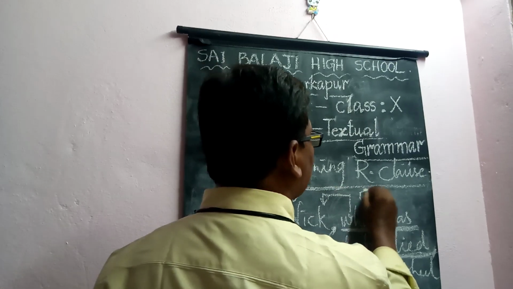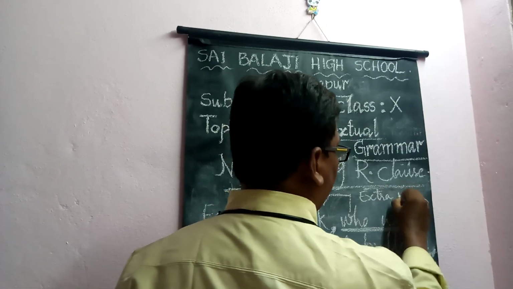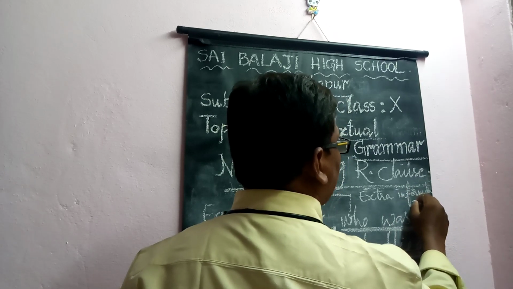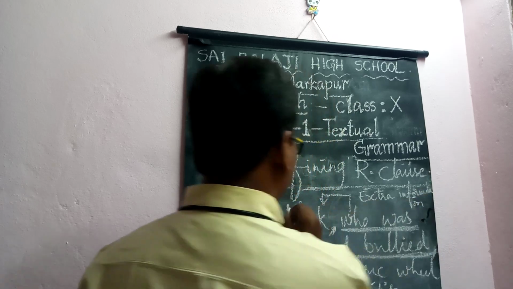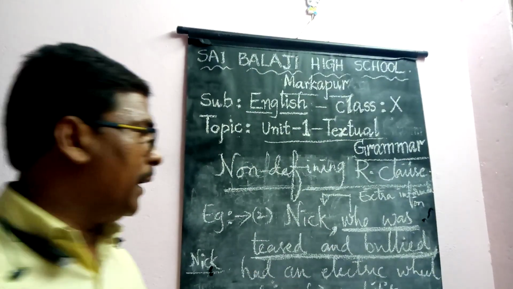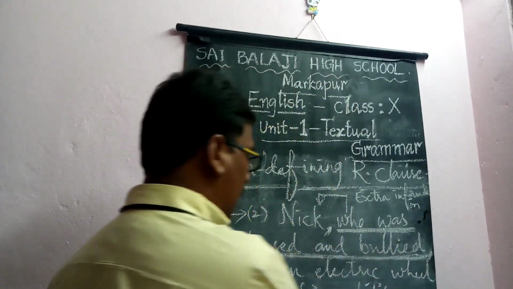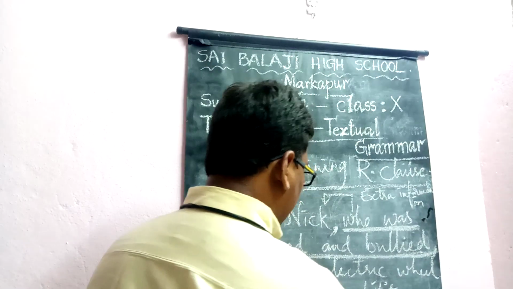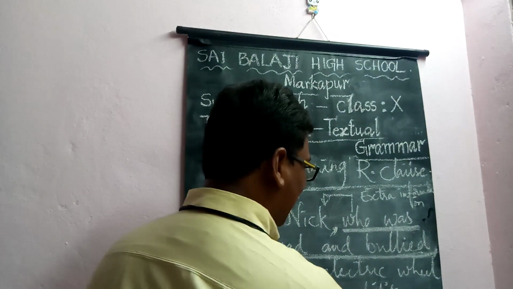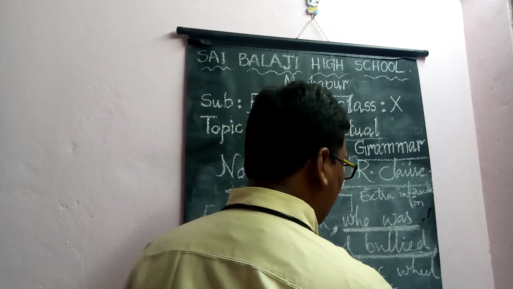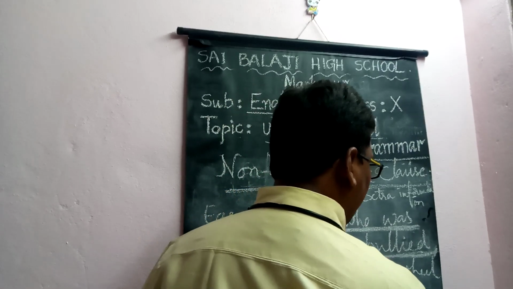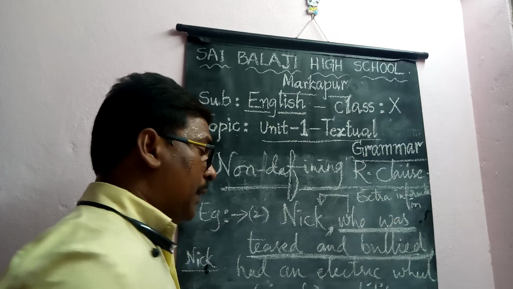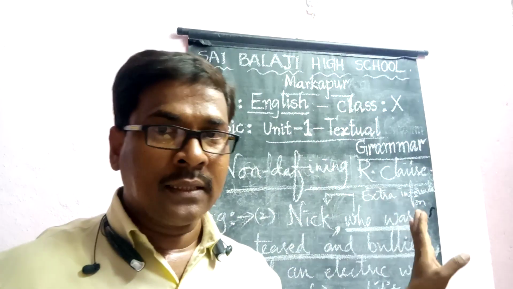It gives extra information about the antecedent. That means if we remove the relative clause part, then also we will have clarity. Then we can easily say this is a non-defining relative clause. We can easily say this sentence is related to a non-defining relative clause.